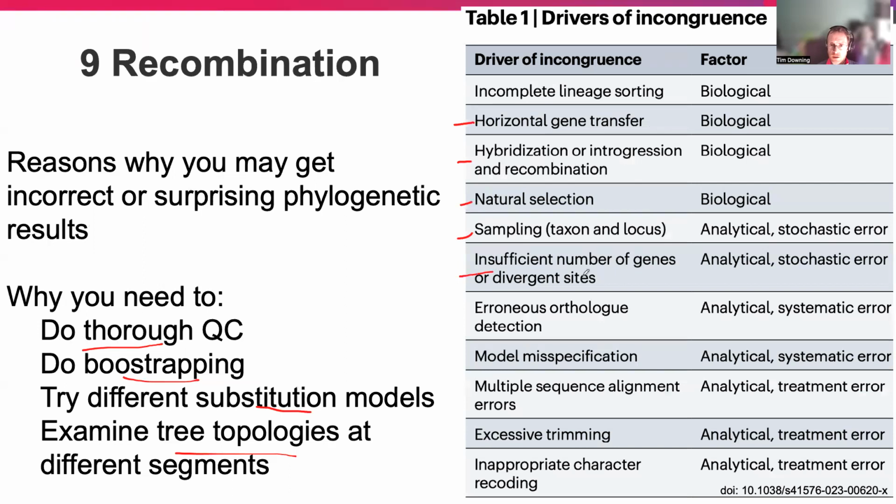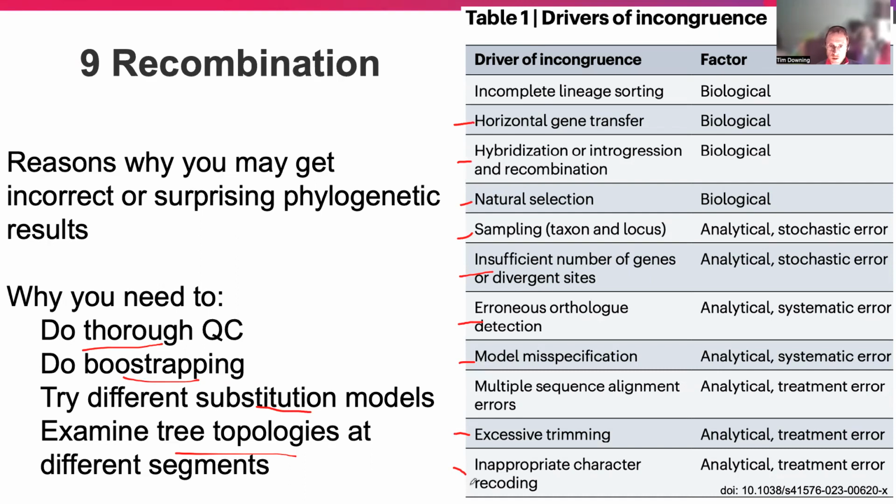We need to sample enough sites and genes. We need to infer the orthologs appropriately. We need to have the right model. We need to have an optimal amount of trimming present. And then character recoding can sometimes occur when you're looking at amino acid sequence.